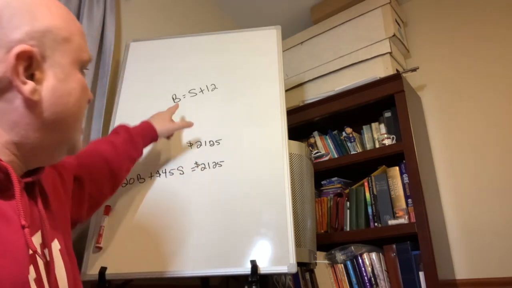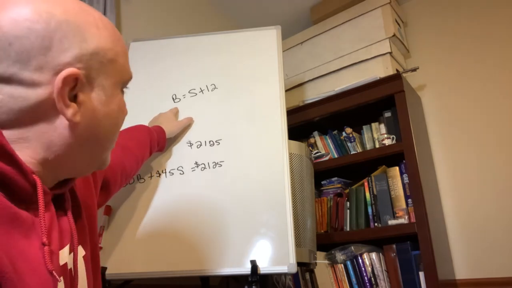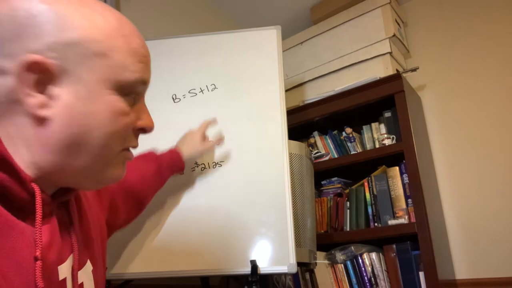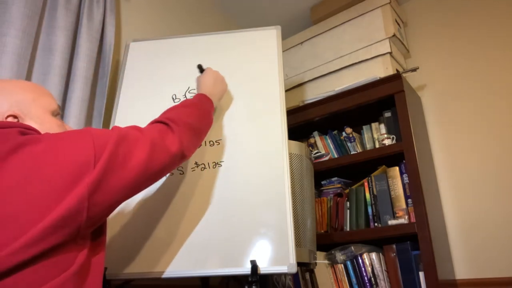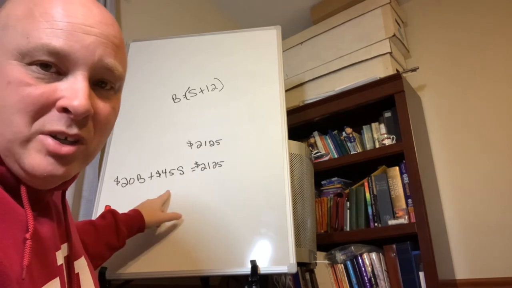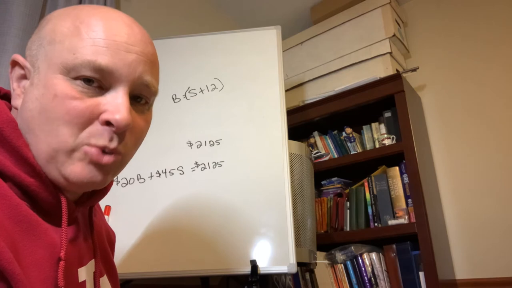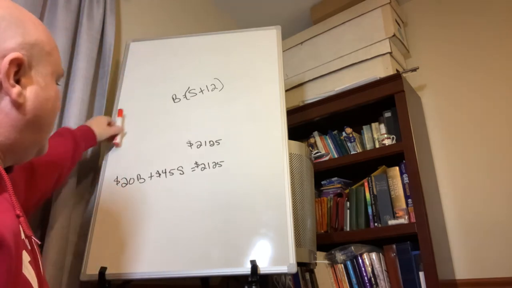And all of a sudden, I can eliminate the B from my equation because I can now express B in terms of S. Anywhere that B appears down here in my equation, I can replace B with S plus 12, because B and S plus 12 are the exact same thing. So let's rewrite this equation.